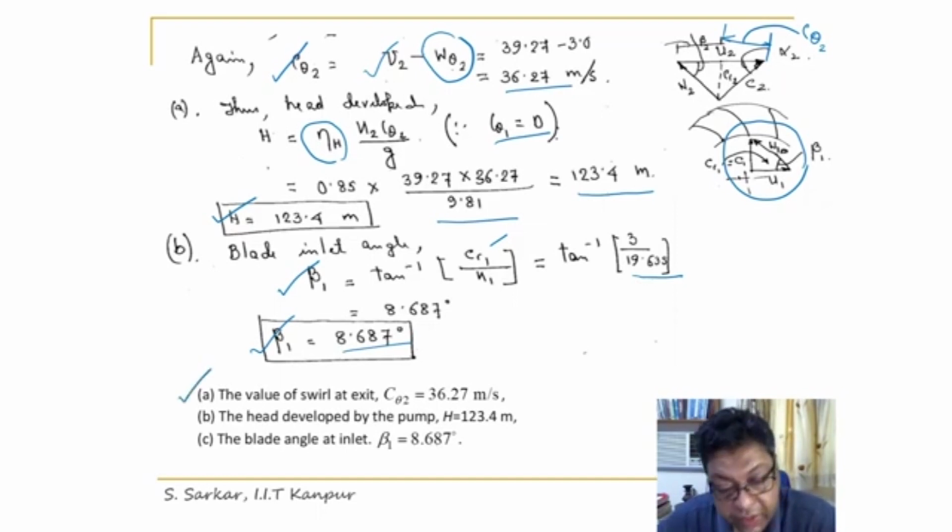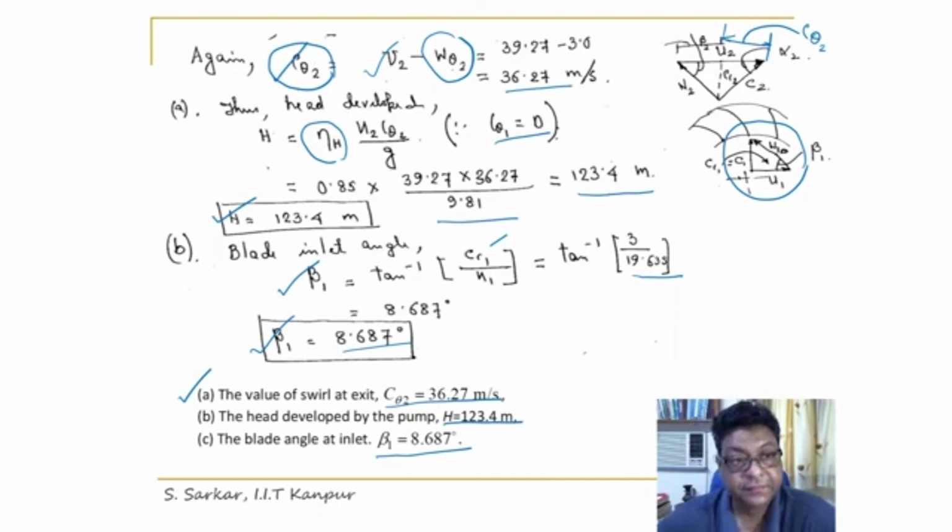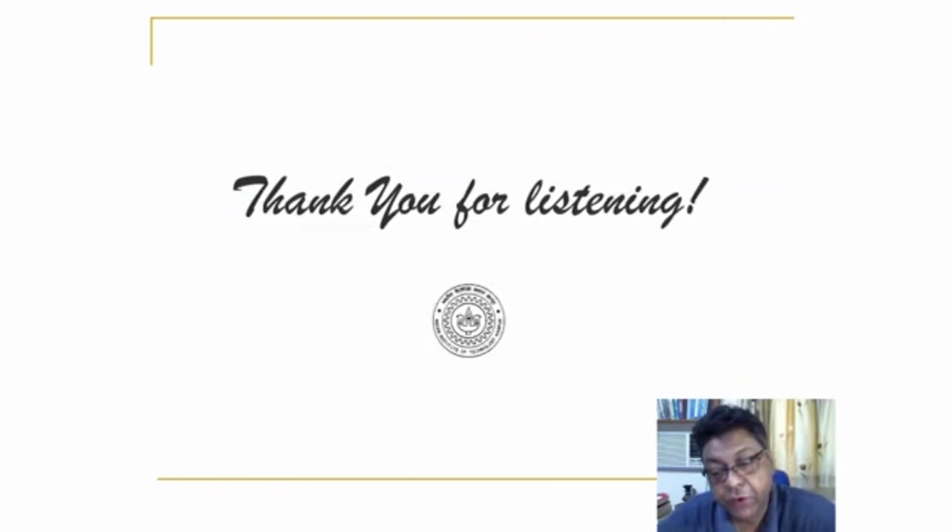The swirl component at exit is 36.27, which I have computed here as C theta 2. The head developed by the pump is 123.4 meter. Beta 1 is 8.67 degree. Thank you for listening.